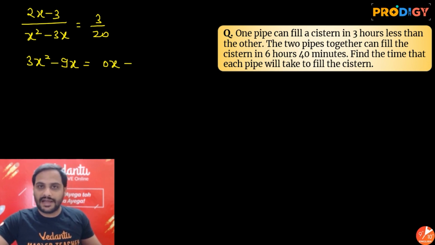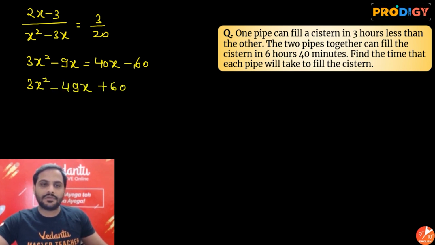But it is important to identify your own mistake. I got to learn some mistake. Don't be like, you caught your mistake. Very good. 22 minus 3 is minus 60. Shift everything over there. So 3x square minus 49x plus 60 equal to 0.